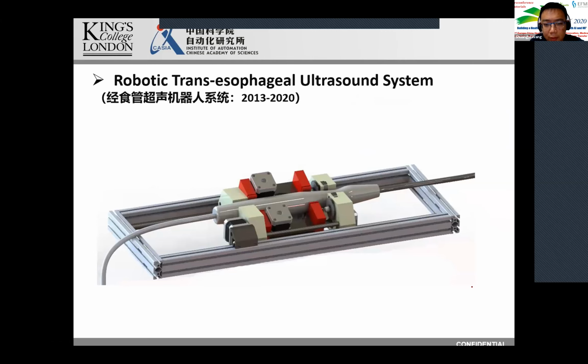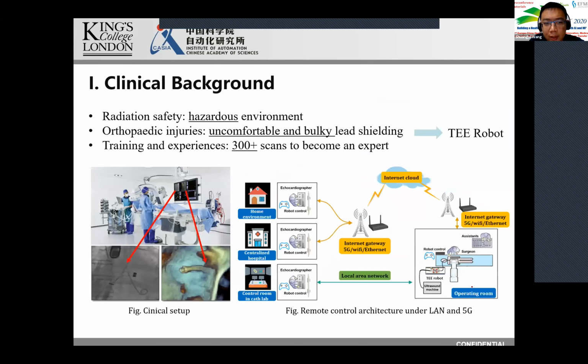This is the final rendering of the robot that we developed. The clinical background comes from the cardio interventional procedure, as you can see from the left picture on the slide. Because it is a minimally invasive surgery, you need imaging guidance. Typically you need two types of imaging: X-ray, which gives really good visualization of the tools, and ultrasound, which gives really good visualization of the soft tissue.